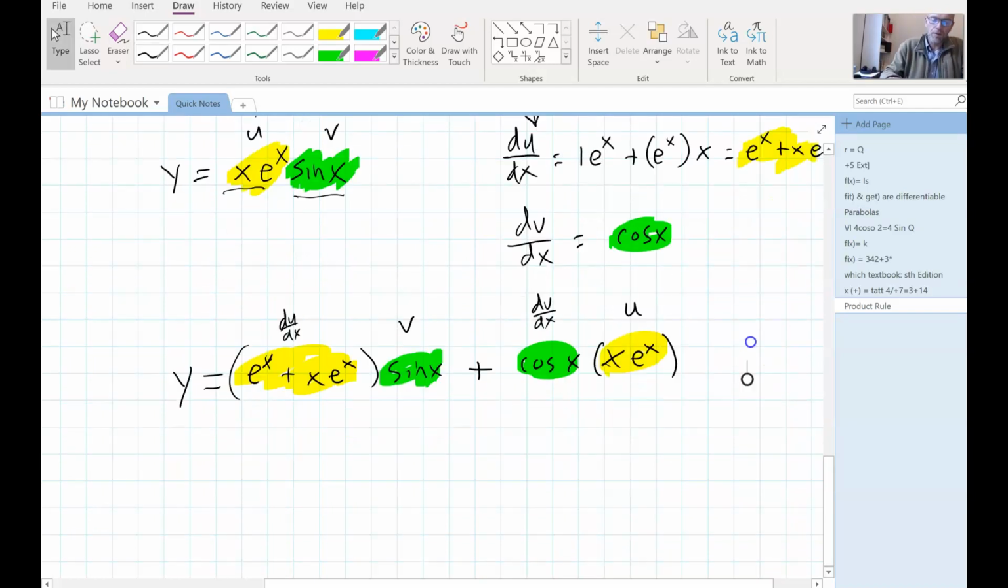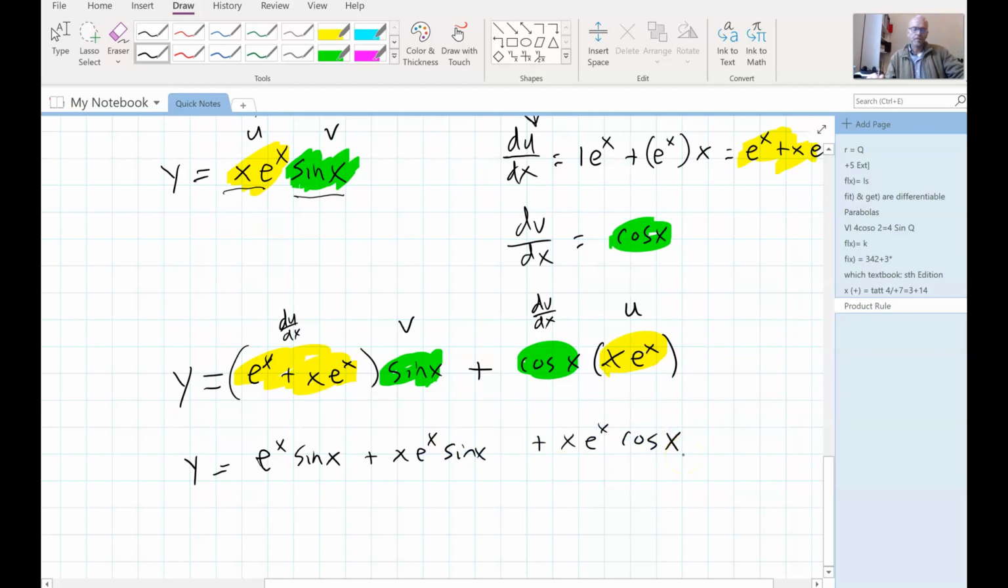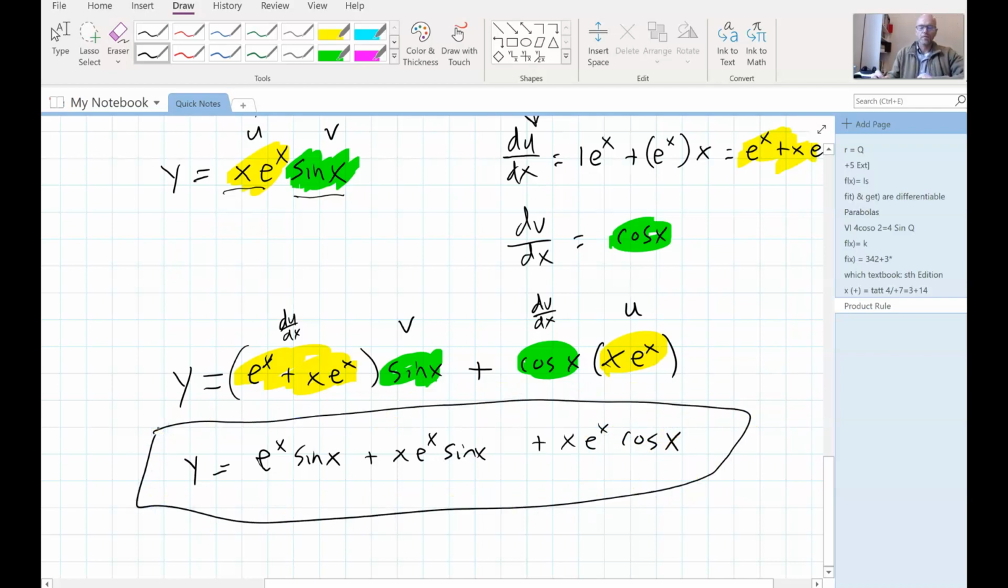Okay, and then of course we'd simplify this a little bit, so y equals, I could distribute that sine x through, so that would be e to the x sine x plus x e to the x sine x plus x e to the x cosine x. And that would be my final answer. Okay, so that's the product rule. There's a lot of opportunities to practice that, both in web work and on some of the sheets I post in Canvas. And so you want to get good at that method.